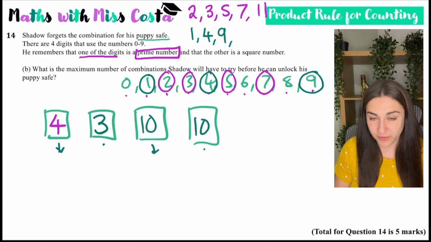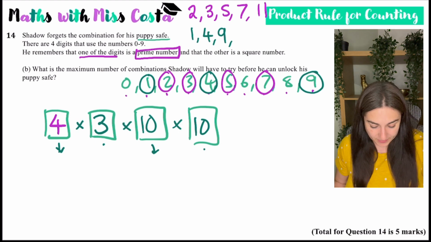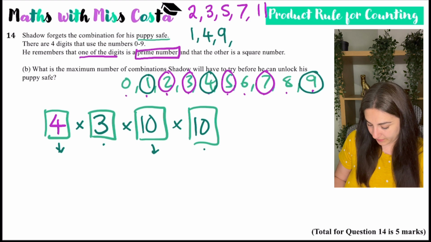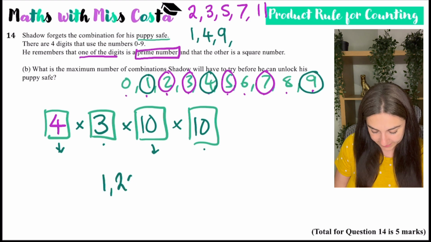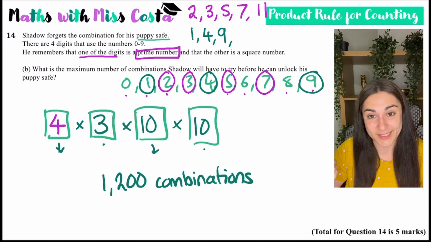So the total number of combinations for the safe are 4 times 3 times 10 times 10. So 4 times 3 times 10 times 10 is 1,200 combinations.